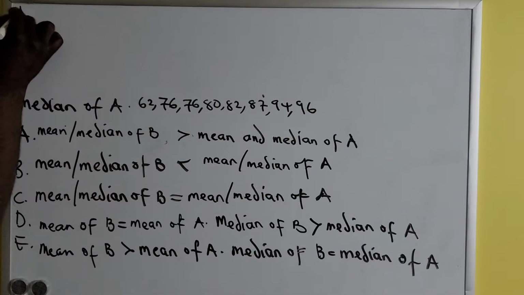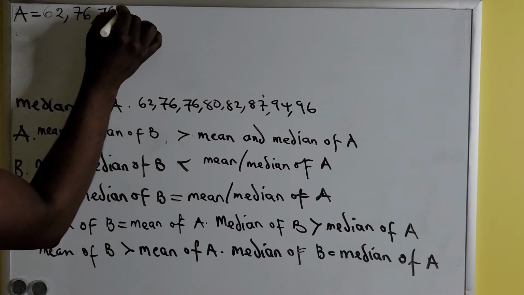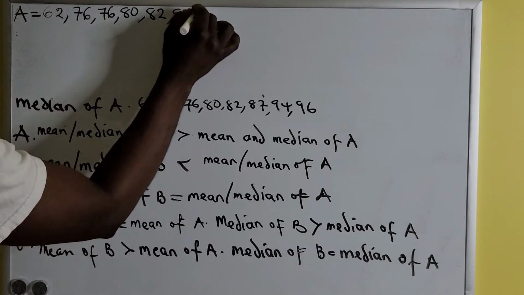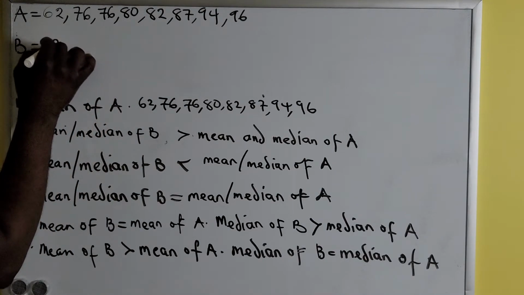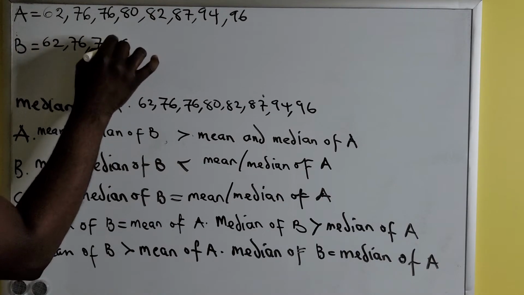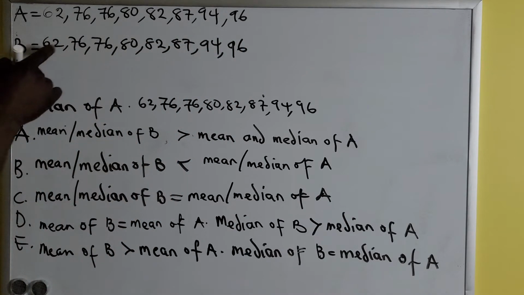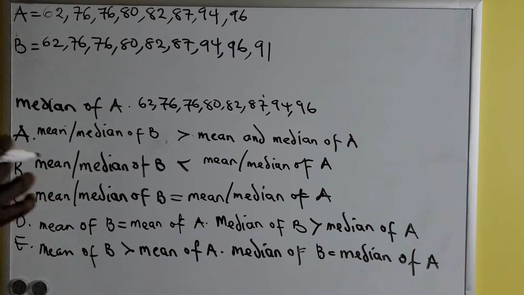So we know that set A is 62, 76, 76, 80, 82, 87, 94, 96. And B is going to be all these 62, 76, 76, 80, 82, 87, 94, 96, and the ninth number is the 9th. The ninth number must be greater than 90, so we can choose a number. Let's just choose 91. Since that satisfies the criteria for B, it has to be greater than 90. That's what the criteria is. And we have 91, so that is our number.